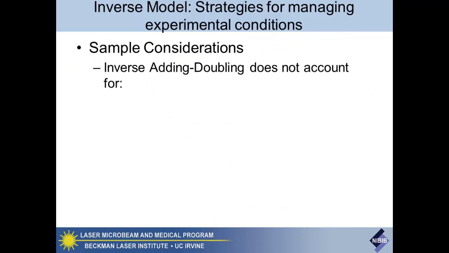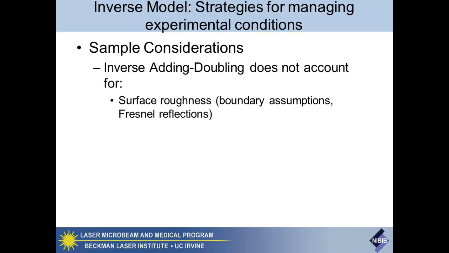In terms of your sample, there are other considerations that inverse adding doubling does not account for, such as surface roughness. It treats everything as a very simple one-dimensional geometry, so it assumes that you have flat, parallel surfaces of your sample. That way you can employ Fresnel reflections and Fresnel coefficients to account for reflected light at boundaries. If it's rough, you can't do that anymore.